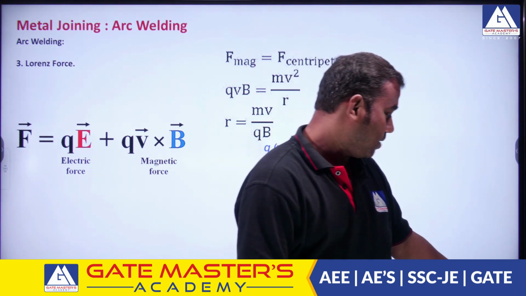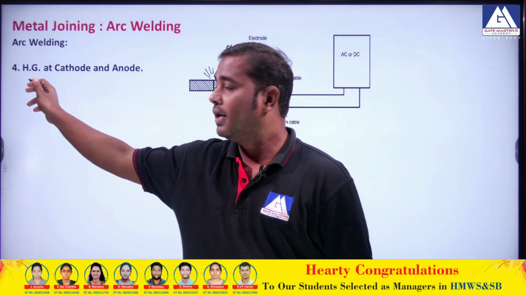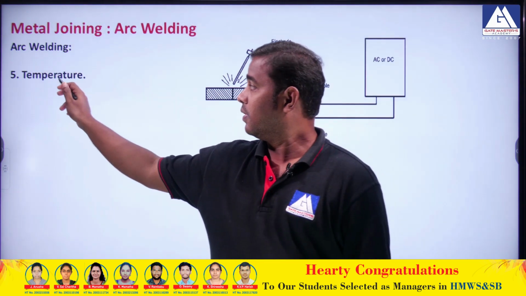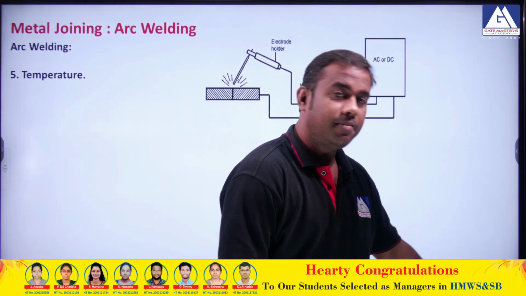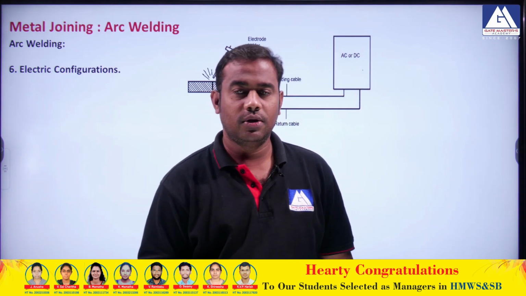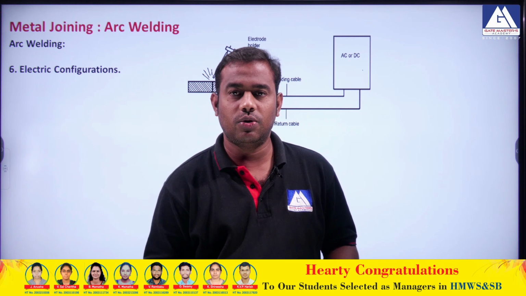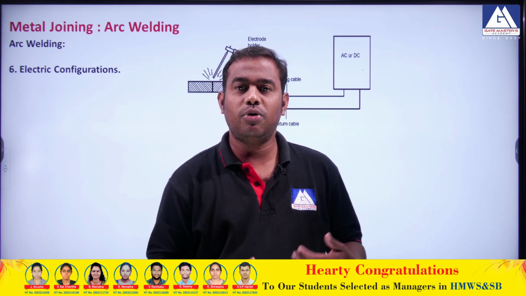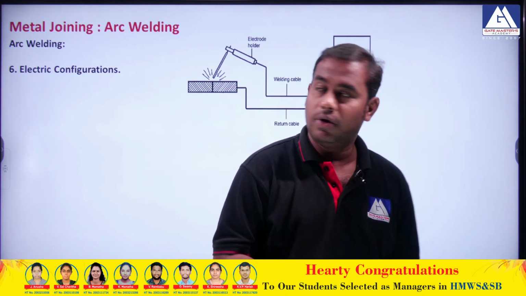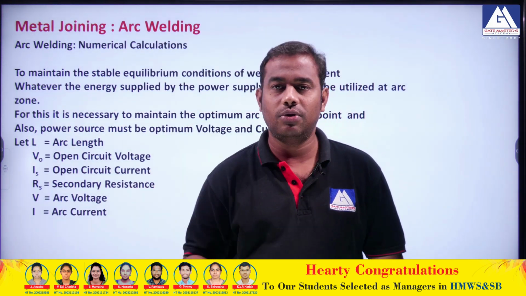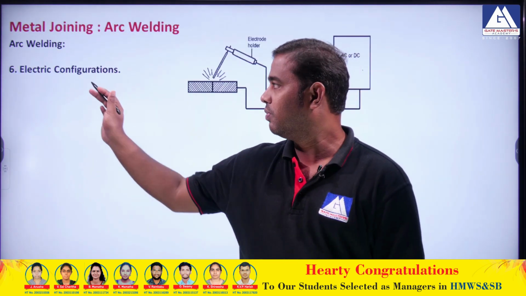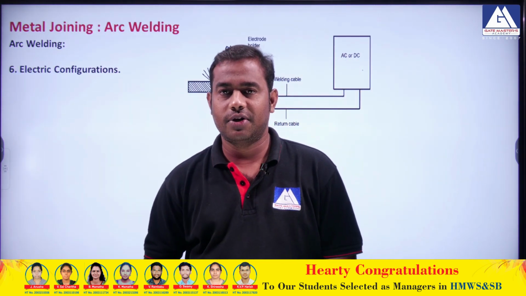Then heat generation at cathode and anode, then temperature. Apart from this, there are so many other things like electrical configuration, but all these things are just details. In continuation to this video, we will do some calculations of arc welding also, but in this video we will confine our explanation only to the electrical configuration itself.